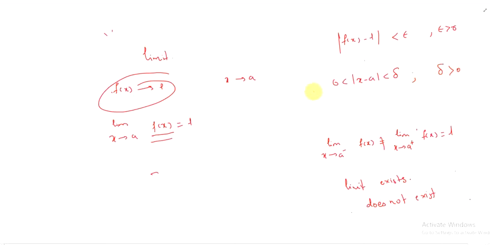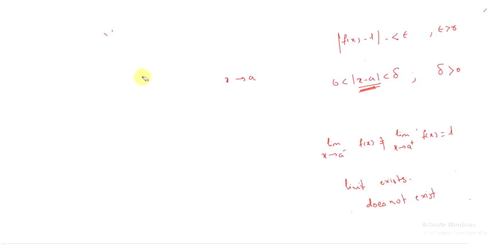When we say that x tends to a, x tends to a only, but x is not equal to a. There is always a very small difference between x and a, which is very negligible, but it is still there. So this is about the limit. You have to remember only this definition and the formula, that is, limit x tends to a of f of x is equal to L.